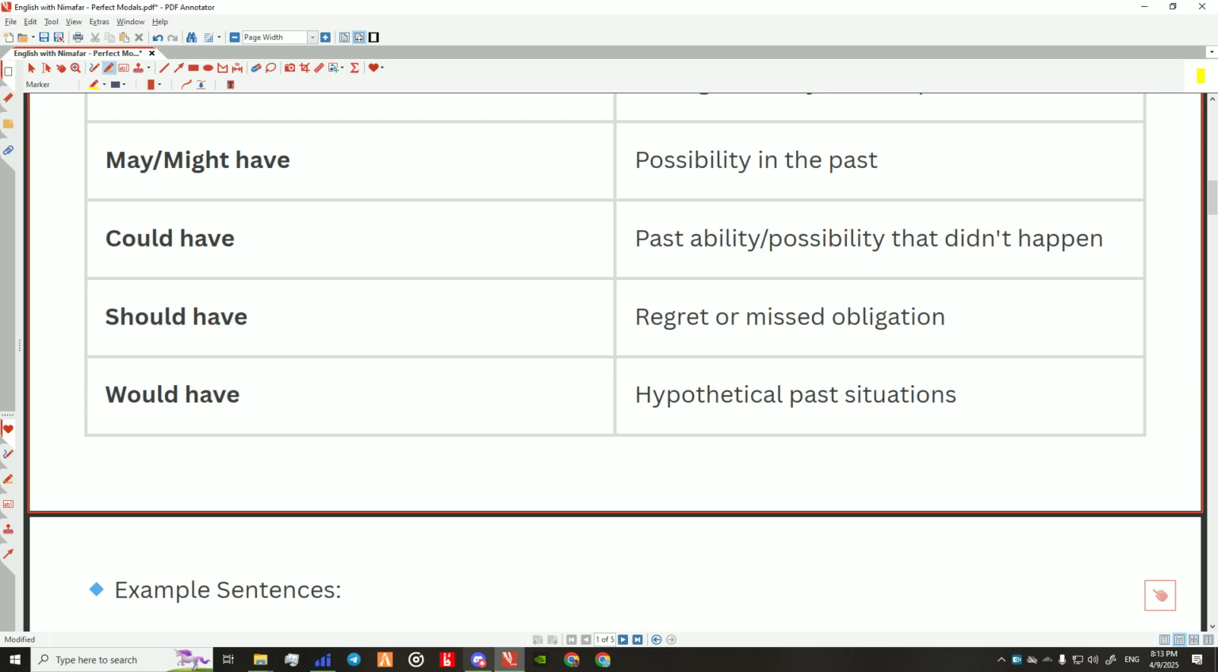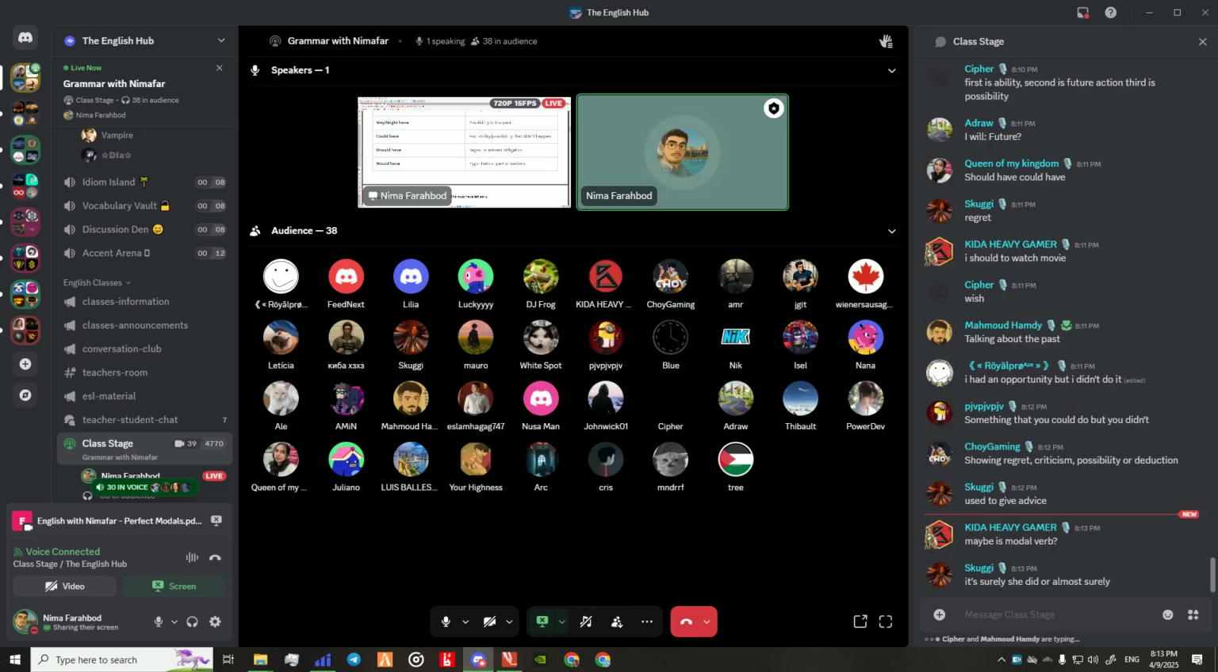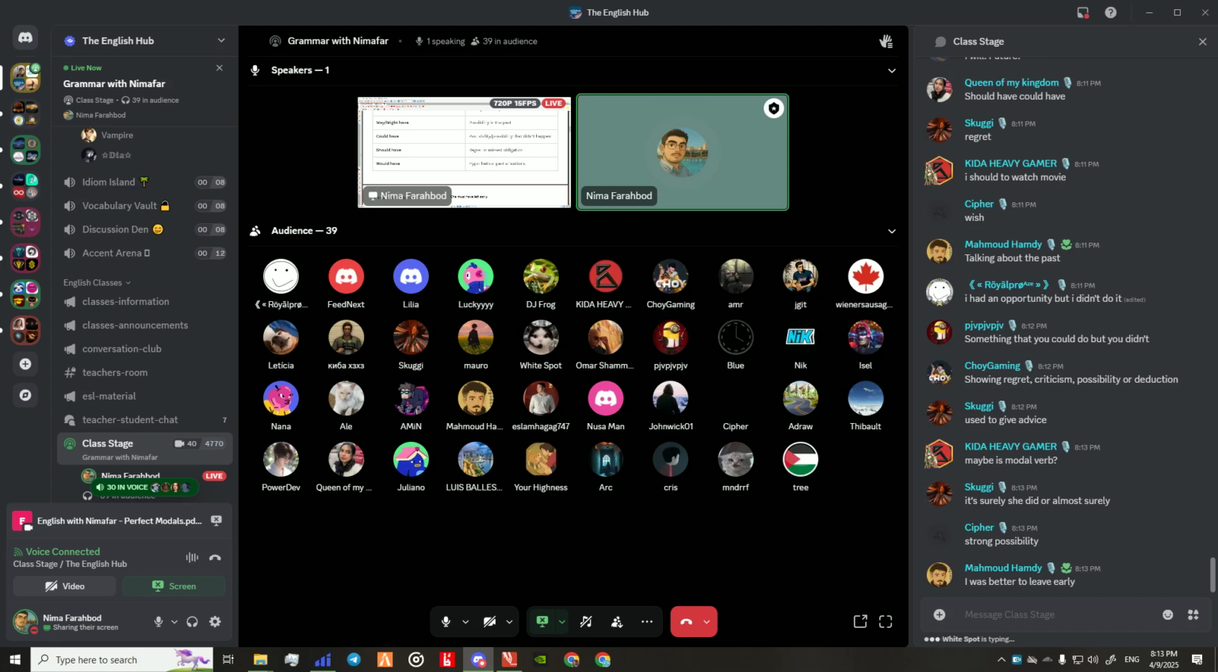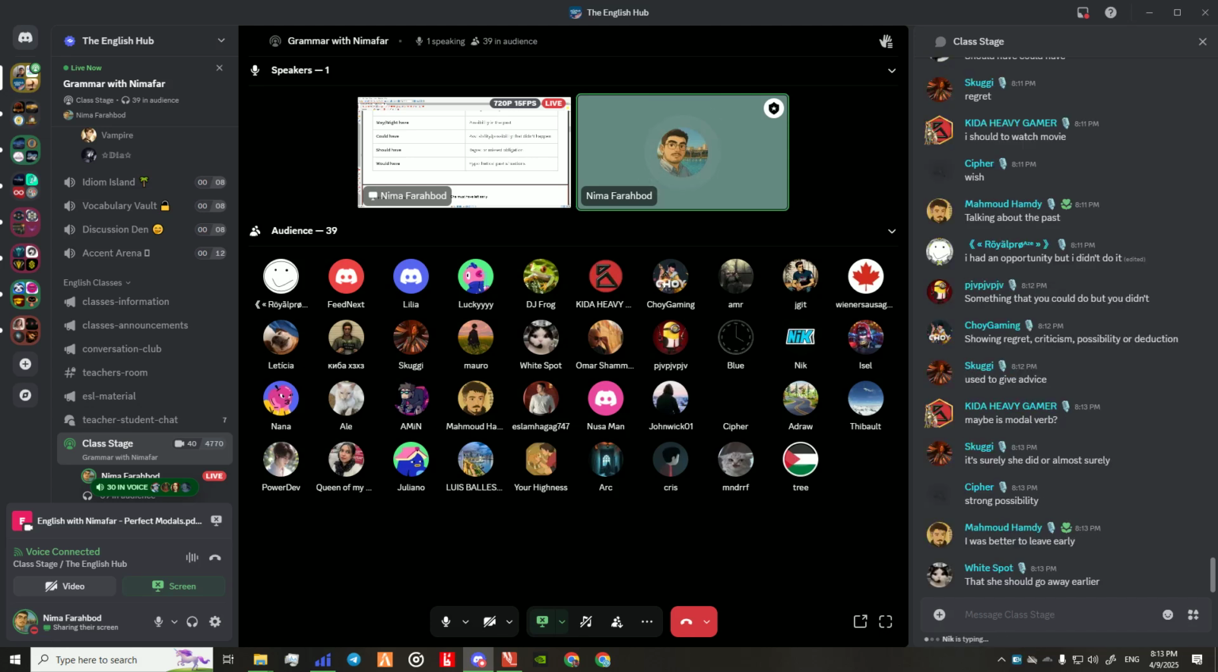So, what does this sentence mean? I will write it here again. She must have left early. What does it mean? What do we mean by using this sentence? Maybe it's a modal verb. Of course, they are modal verbs. It is surely she did, or almost surely. A strong possibility.